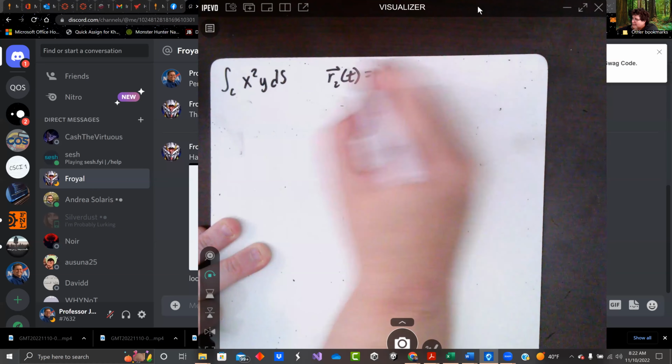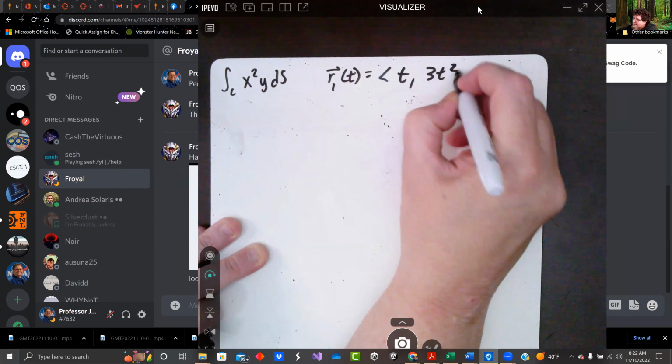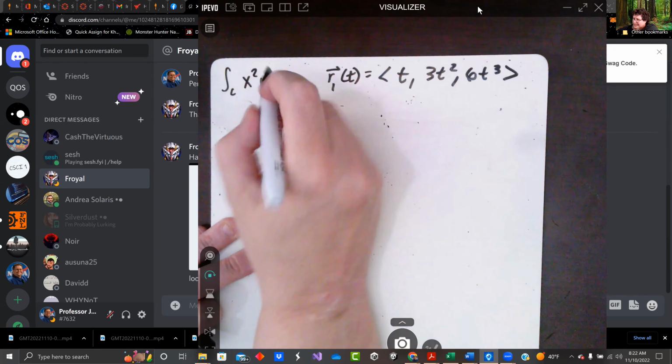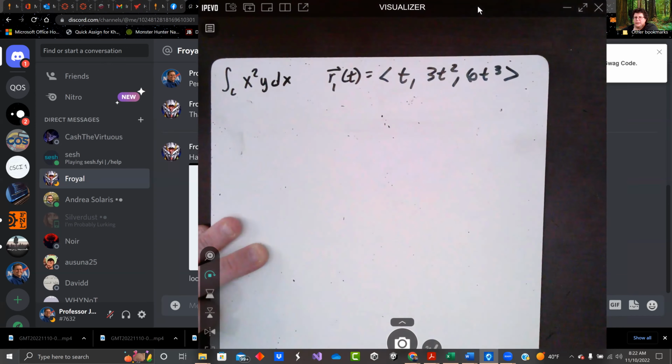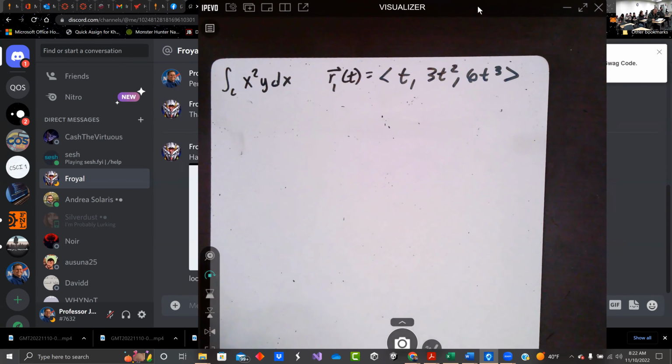We're back to r1 of t, and we got t, 3t squared, 6t cubed. And now we're not going to do ds. We're going to just do dx. So maybe we don't want to find the line integral along the whole curve. We just want to see how it changes with respect to x. When we do something like this, we don't have the full ds. The equation changes up a little bit.